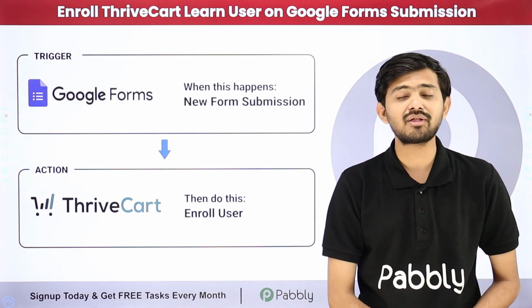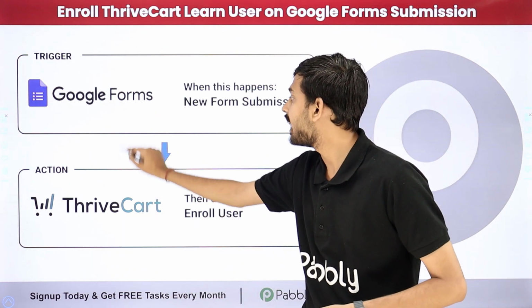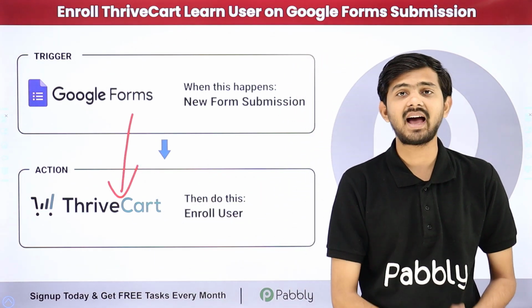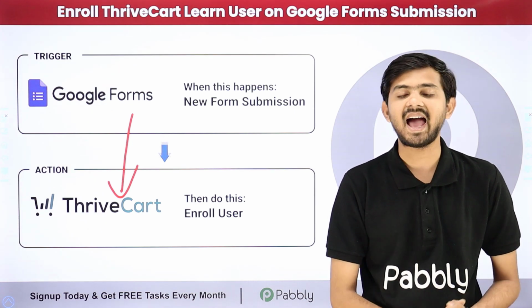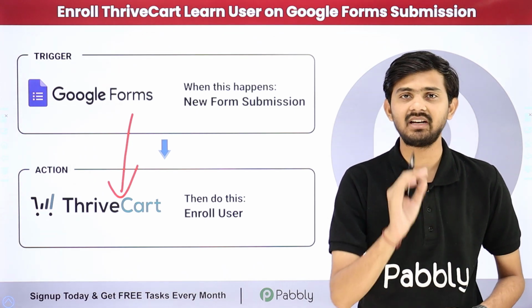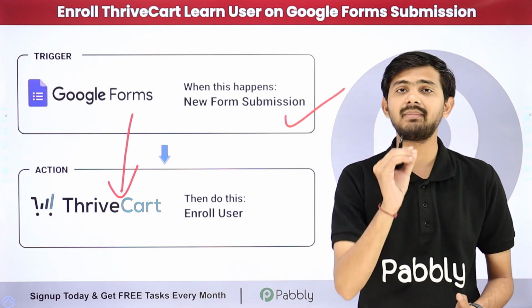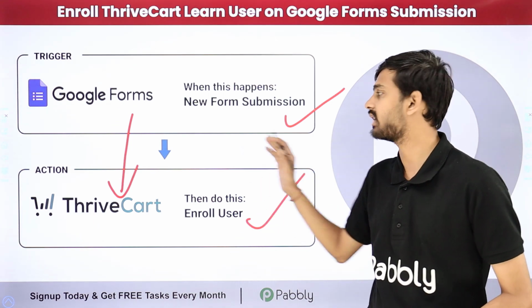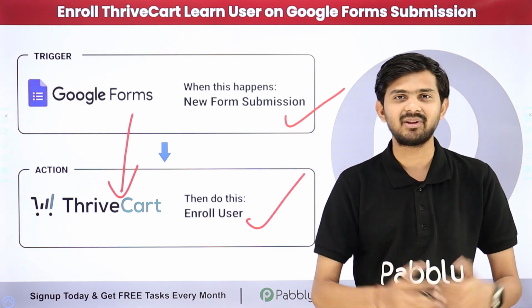So here I want to do this automatically, and for that I need to build a connection between Google Forms and ThriveCart. So for building this connection, I'm going to use Pabbly Connect. So Pabbly Connect is an amazing software for automation and integration. Now with Pabbly Connect, whenever I'm going to receive a new form submission through Google Forms, then automatically by using all the detail of that form submission, I will enroll a new user in ThriveCart. So how I'm going to build this connection? For that, let me take you to my computer screen.